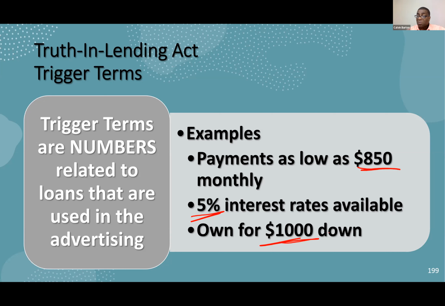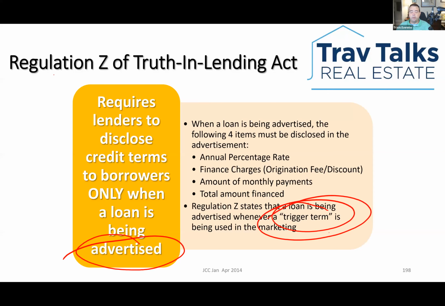Okay. So when we see trigger terms used like this, what we're saying is now the lender can't stop. You've given enough that you've got to give the rest. Now, what's the rest of the story? What other things do you think the lender's going to have to do? I'm going to go back here because there are four bullet points there. What things are we going to have to disclose?